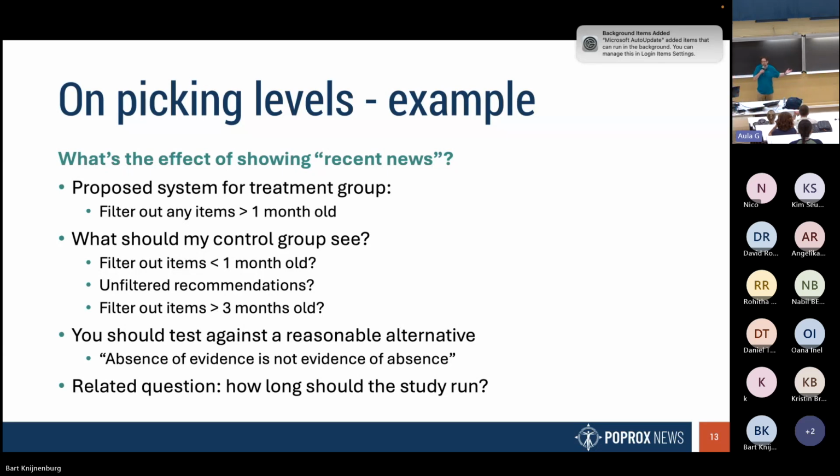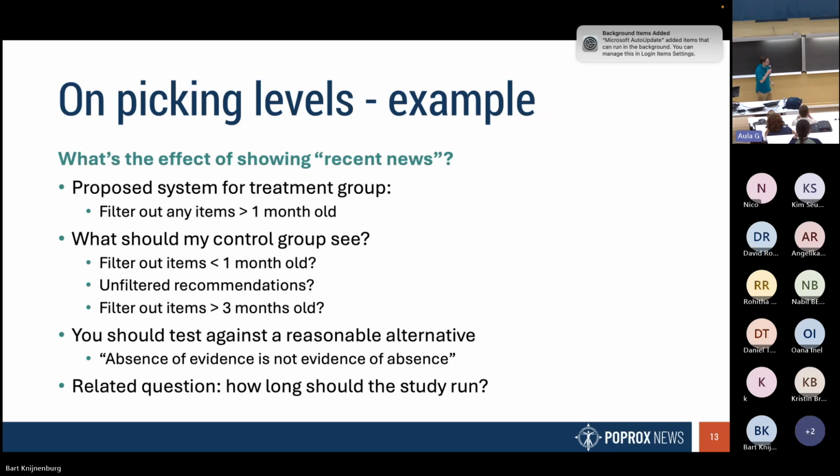So if you want to test recent news, right? I'm going to do a news recommender where I only give you the items from the last month, or even the last week. I can test that against a system that gives you only items that are older than a month, right? You're going to find an effect because you have completely different sets of news that you recommend to people, but that control condition is not very realistic. There's no news recommender that only recommends old news.